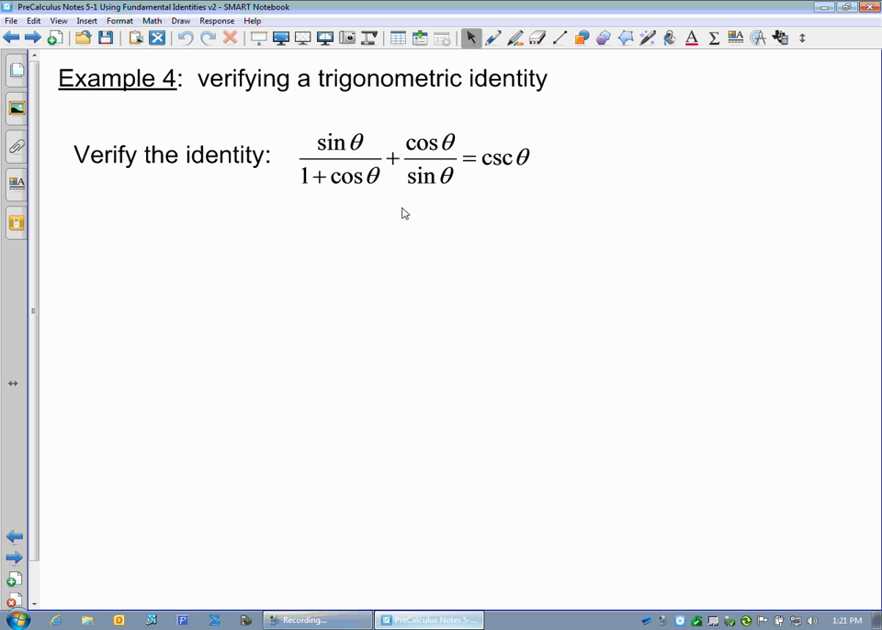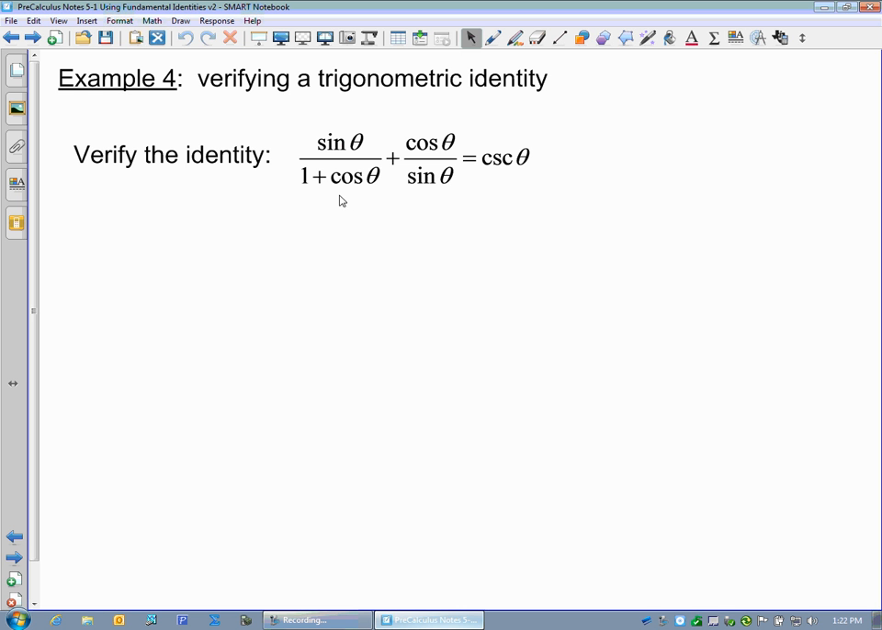So generally you want to choose the more complicated side. So we're going to change the left side to make it look like the right. One thing I noticed right off the bat is the left side we have two terms. It's this fraction plus this fraction. And on the right side we have one term. So I'm going to change my two terms into one term by combining the fractions.